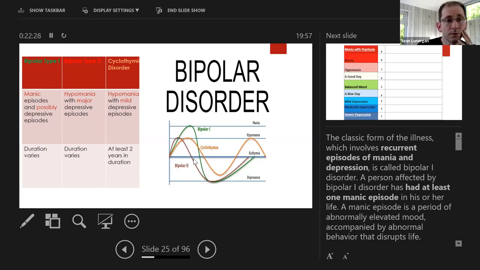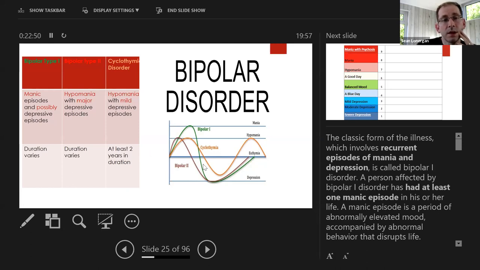Cyclothymia is the milder version of both ends. So it's more mild to moderate high and mild to moderate low, which is represented by the orange line here. It's still above a good day for longer, and it's still below a bad day for longer and more intensely. However, it's not causing as much functional impairment or disruption.